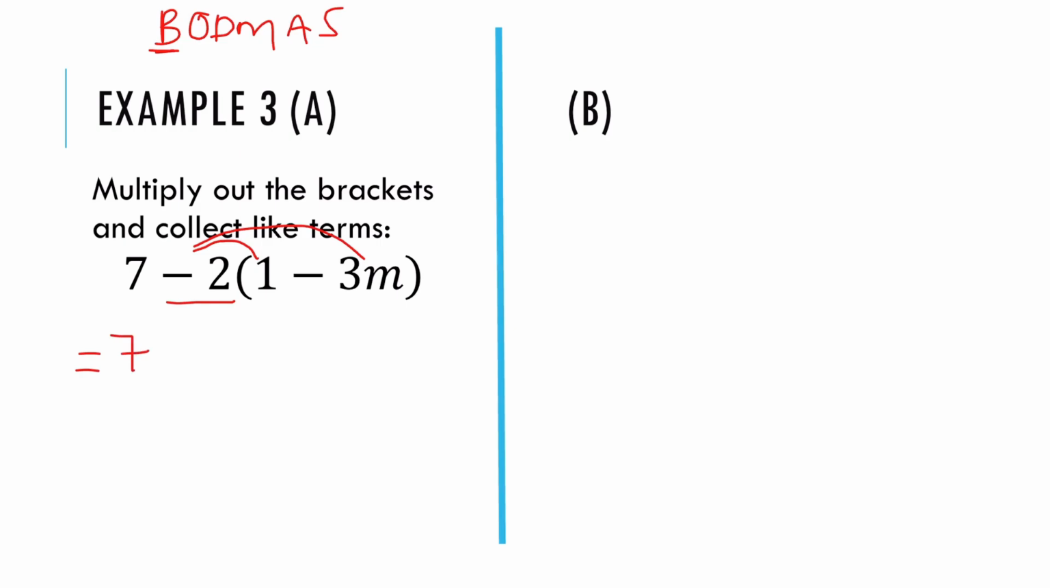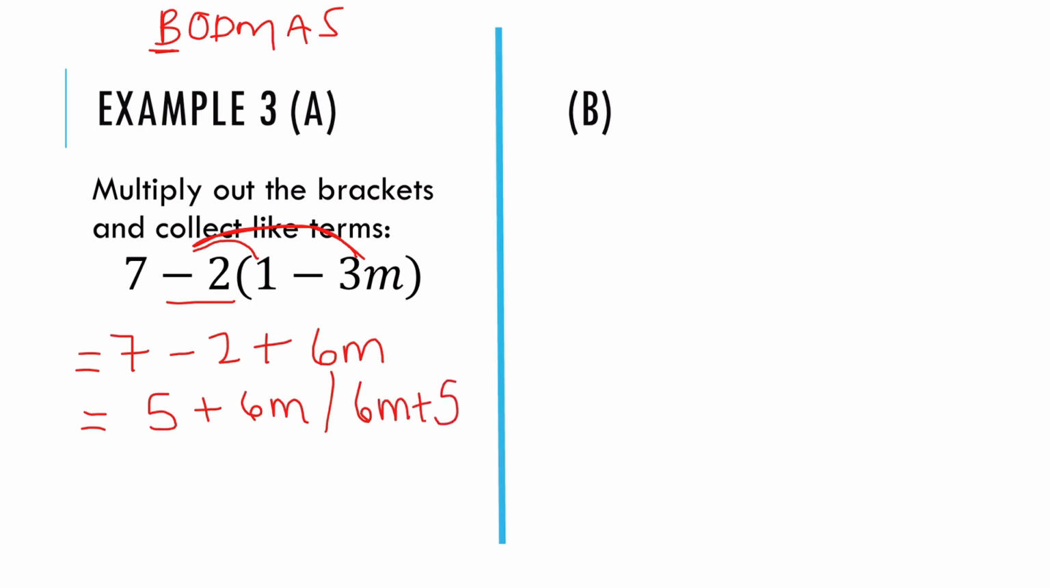Negative 2 times positive 1 is negative 2. Negative 2 times a negative is going to give me a positive. 2 times 3m is 6m. Now we can collect together like terms. 7 take away 2 is 5 plus 6m. You can also write this as 6m plus 5. These are both correct.